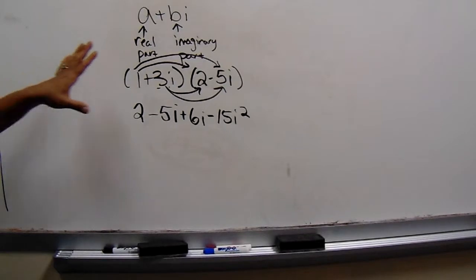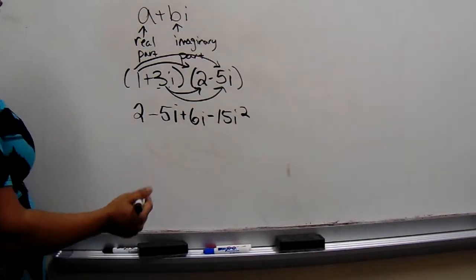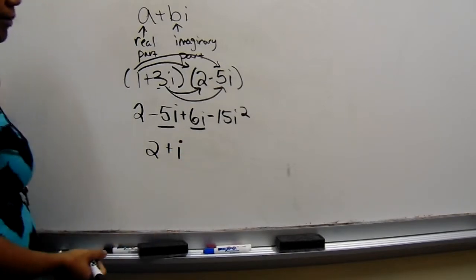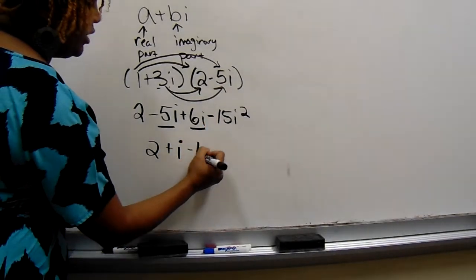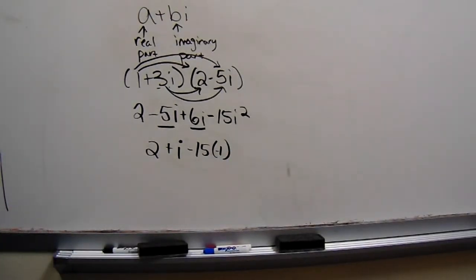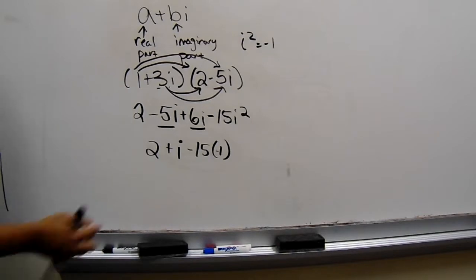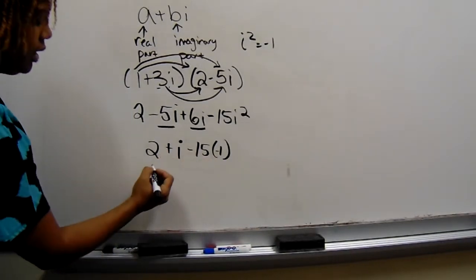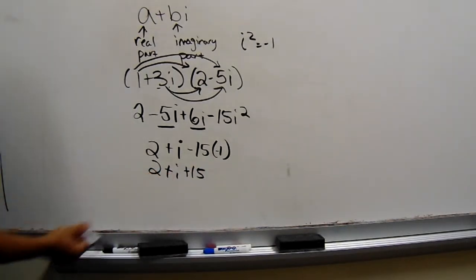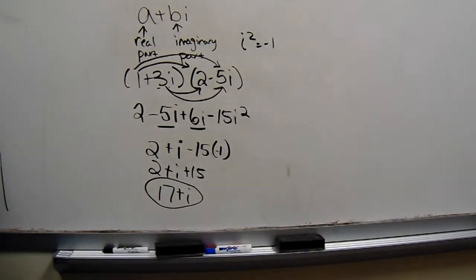Once we multiply everything over here by everything over here, the next thing we want to do is simplify, combining the like terms. So you have a negative 5i and a 6i here, which gives us a plus 1i. And then here you have an i squared, and i squared is equal to negative 1. So change i squared to negative 1. Remember, i squared equals negative 1. Well, i squared being negative 1 makes this negative 15 a positive 15. And so now you have 2 and 15, which can be combined, which is 17. So 17 plus i will be your final answer.